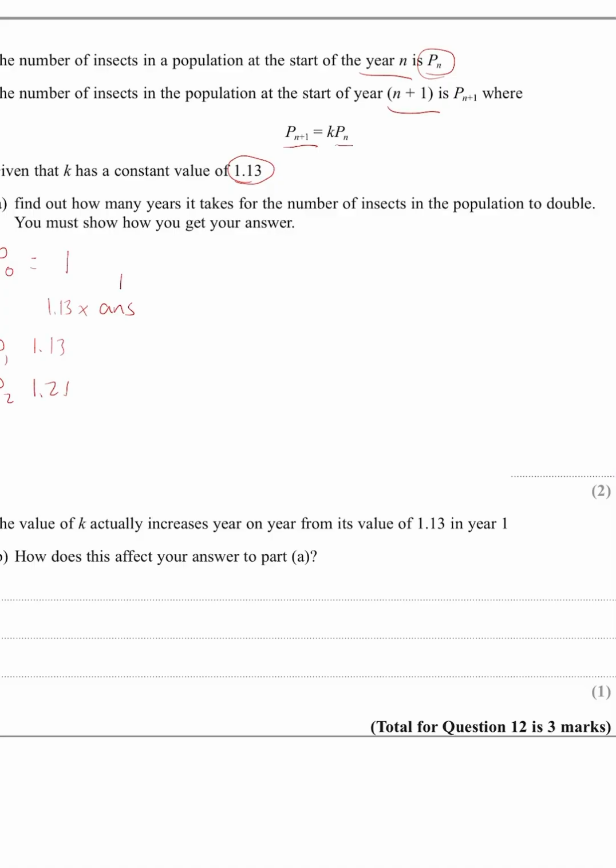I'm going to get 1.2769. And again, I'm going to get 1.442. And again, I'm going to get P4, 1.6304. And again, I'm going to get for P5, 1.842. And again, in P6, I'm going to get 2.0819.